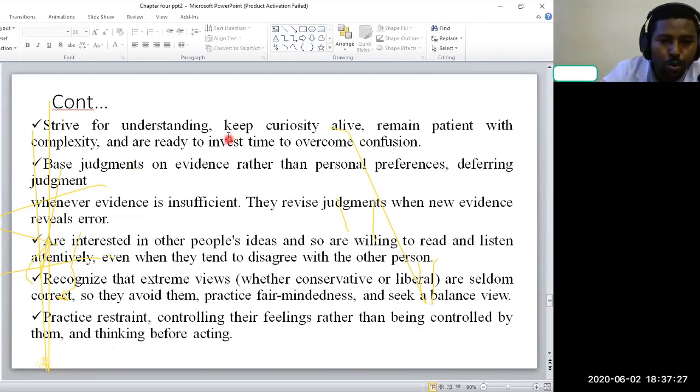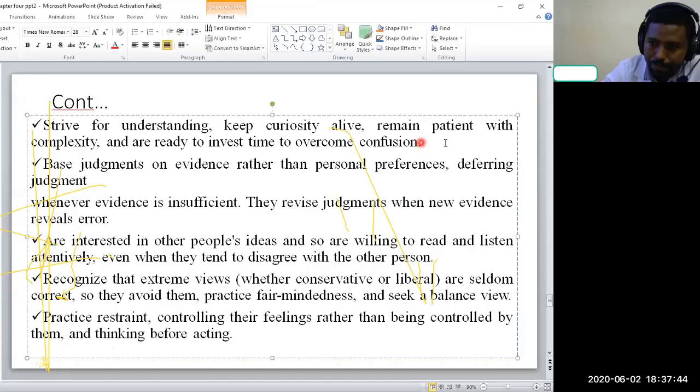Critical thinkers strive for understanding, keep curiosity alive, and remain patient when there is complexity. They are ready to invest time to overcome confusion. If there is any confusion, rather than becoming anxious and arrogant, they invest time to clear that confusion or to overcome it.